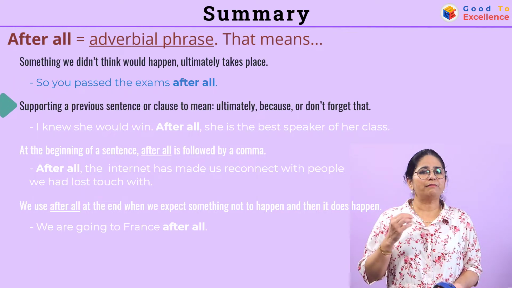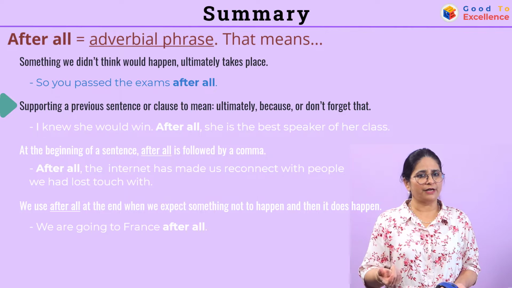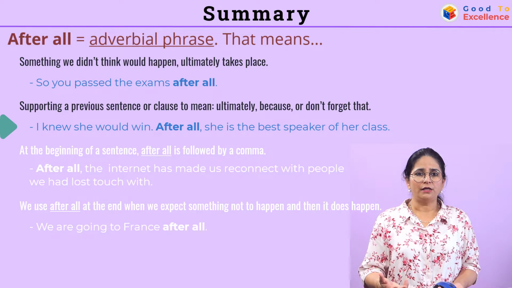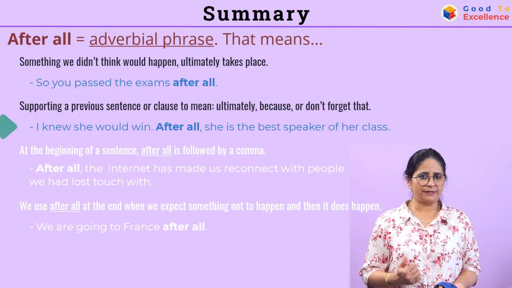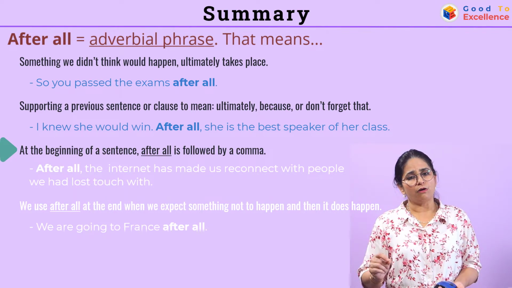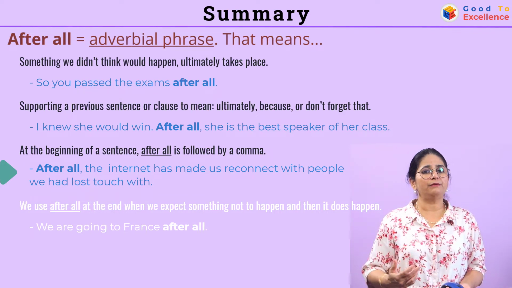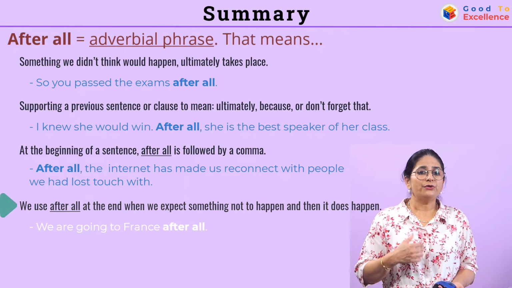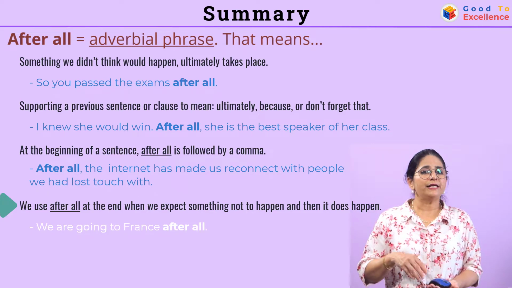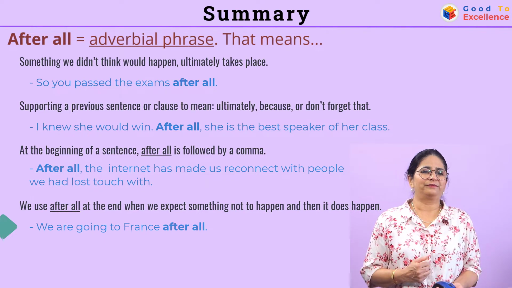Next one, supporting a previous sentence or clause to mean ultimately, because, or don't forget that. Example, I knew she would win. After all, she is the best speaker of her class. At the beginning of a sentence, after all is followed by a comma. After all, the internet has made us reconnect with people we had lost touch with. We use after all at the end when we expect something not to happen and when it does happen. We are going to France after all.